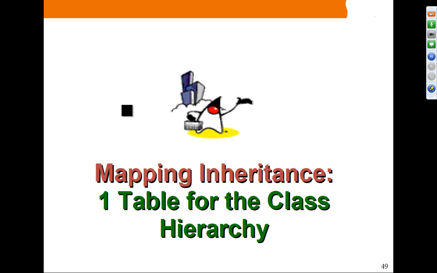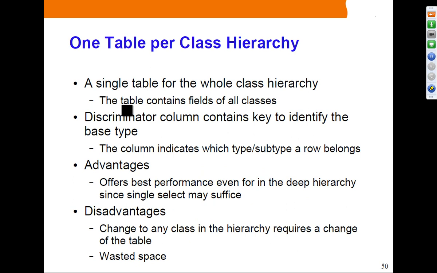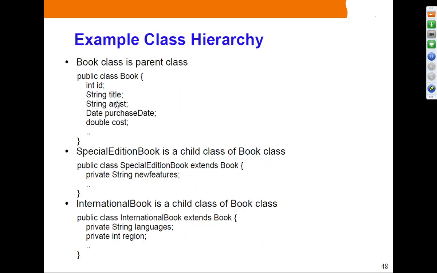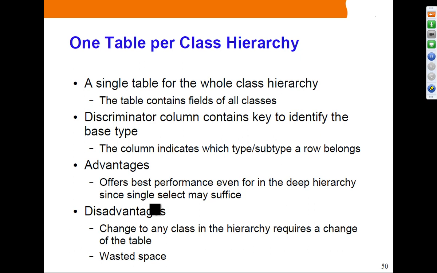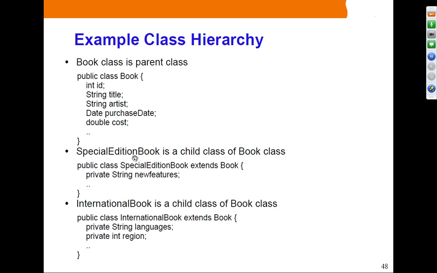Okay, so let's first look into the scheme, one table per class hierarchy. In this scheme, a single table is used for the whole class hierarchy, meaning that single table contains fields of all classes. In our case, it will have ID, title, artist, purchase date, cost, special features, languages and region. So every field of every class in this hierarchy will be represented in a single table. Now, there is what is called the discriminator column. This column indicates which type a particular row of the table represents, which type or subtype a row belongs to. It will say something like book, special edition book, or international book.